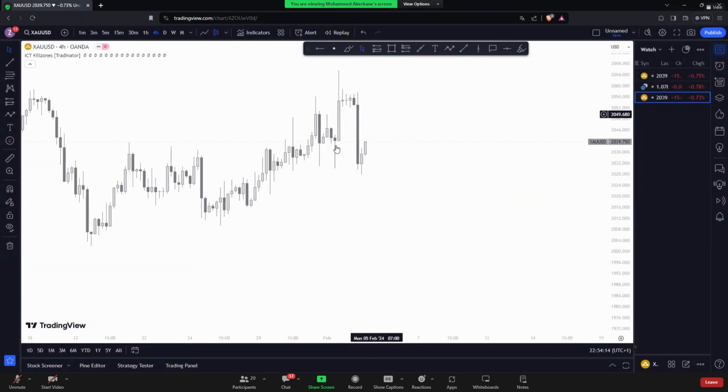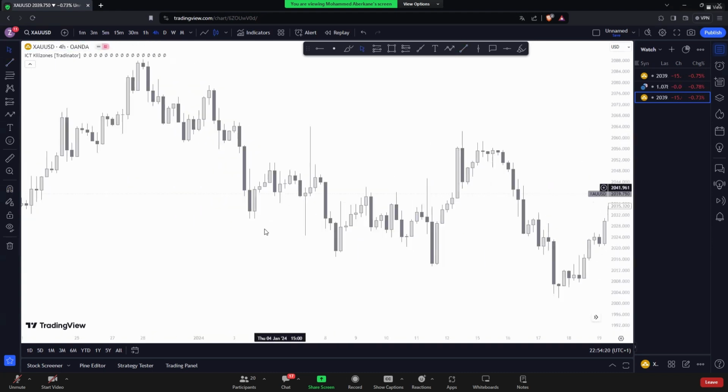Exactly. The same thing that happened in here. The same thing that happened in here. So as you can see, daily reject daily from below, and you don't have the H4 bullish breakout here.